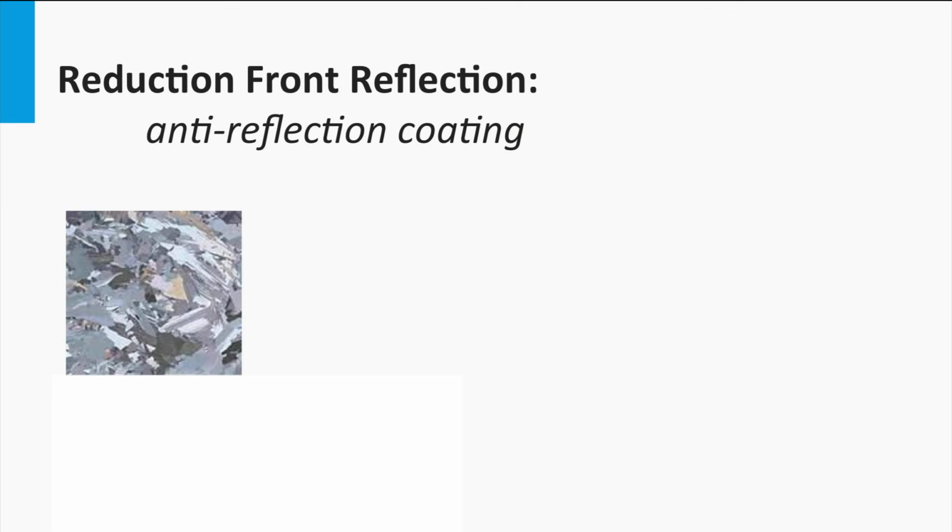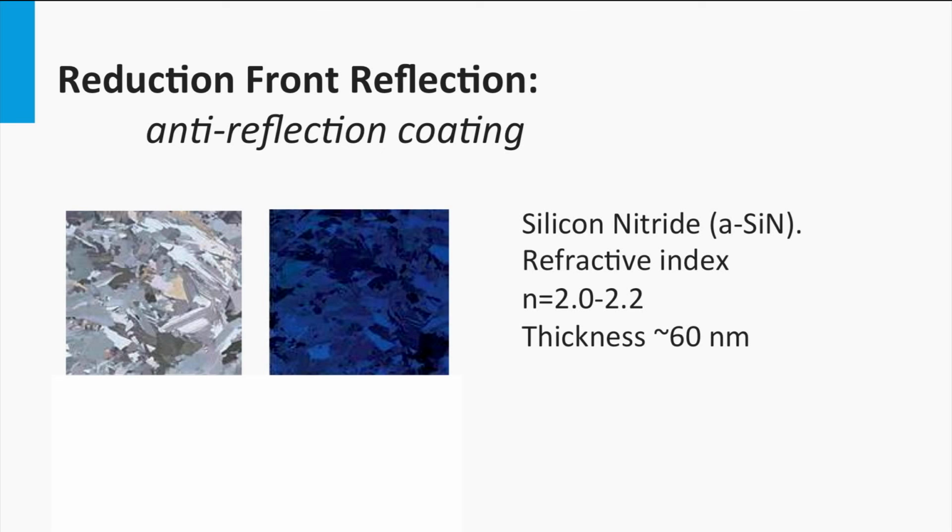As we have discussed earlier, one of the typical passivation layers of standard crystalline silicon is silicon nitride. Here we see a multicrystalline silicon wafer without silicon nitride layer. We see that a lot of light is reflected by the wafer. Next to it we see a multicrystalline silicon wafer with a silicon nitride passivation layer. As you can see, much less light is being reflected.